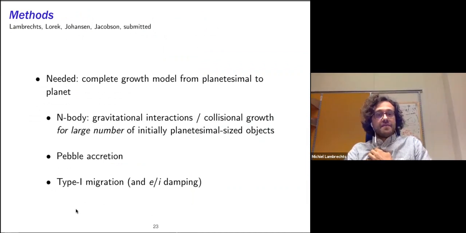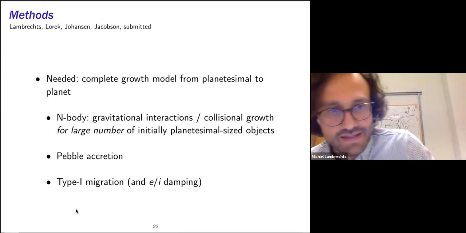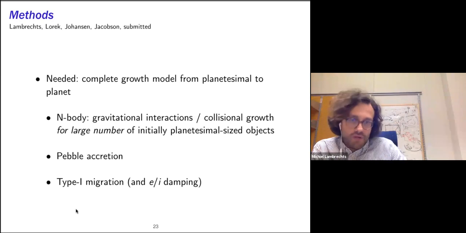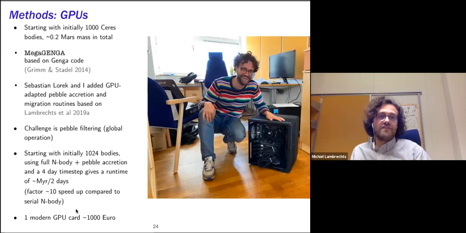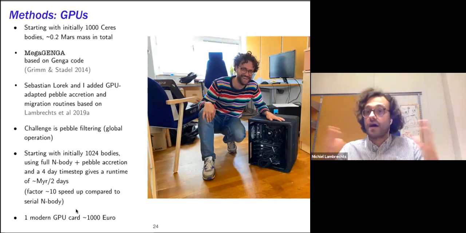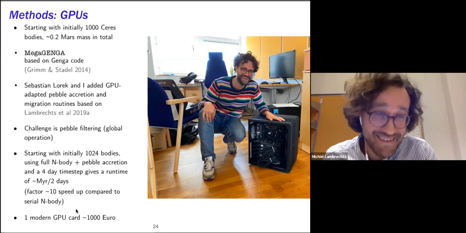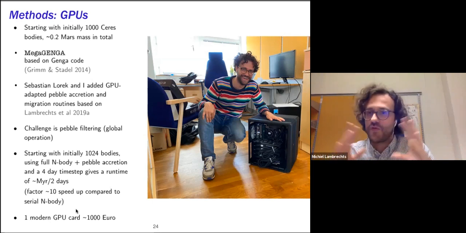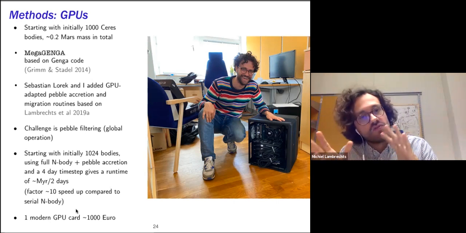So this brings us to: now we need to do this complete growth model from planetesimals to planets. Again, we need N-body, we need pebble accretion, we need type 1 migration, but the N-body part here is non-trivial because we really need a large number of initially planetesimal-sized objects. For this reason, because we want to simulate 1,000 Ceres-mass bodies, basically 2 Mars masses in total, to simulate this, we turn to GPU methods.